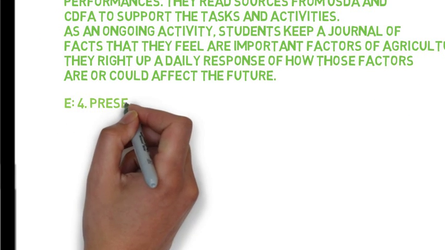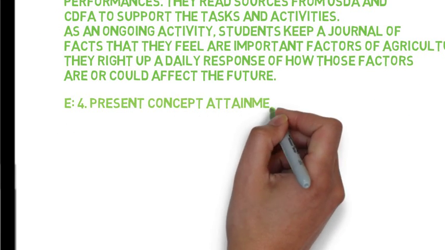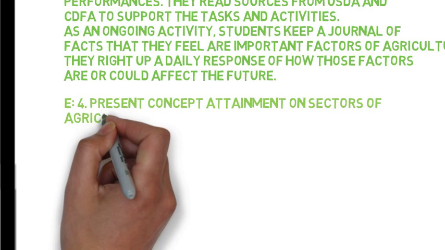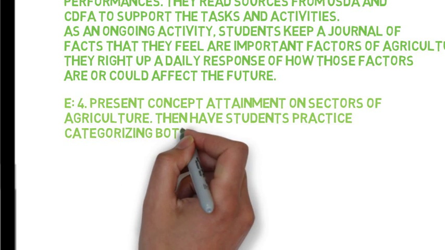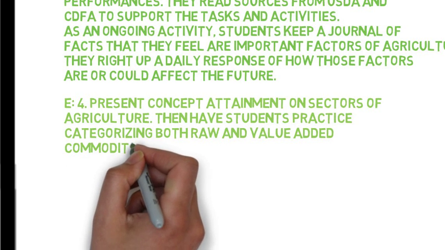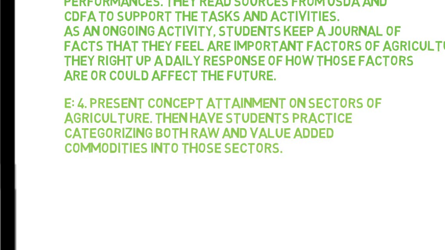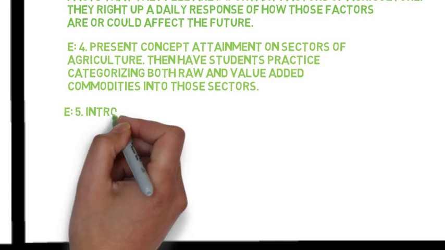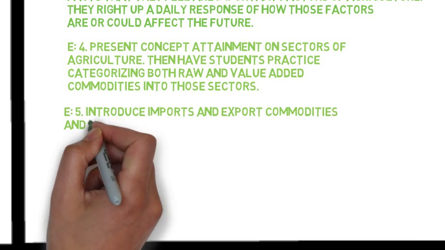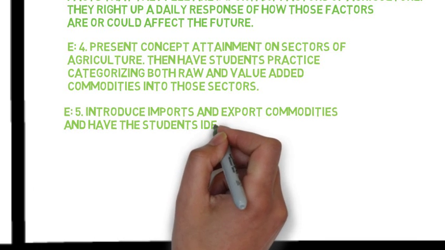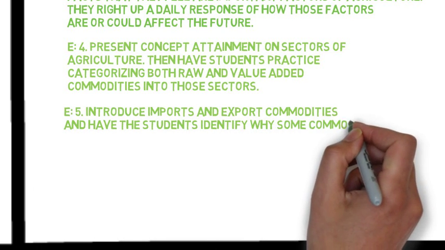4. Present concept attainment on sectors of agriculture. Then have students practice categorizing both raw and value-added commodities into those sectors. 5. Introduce imports and export commodities and have the students identify why some commodities are better or worse for exports and imports.